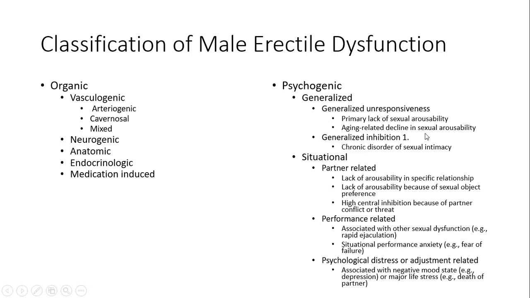Then generalized inhibition, it might be chronic disorder of sexual intimacy. Situational, it might be partner related, performance related, and psychological distress or adjustment related. For details you can read here. Actually I give you a PDF of the book, so you can read about it if it's interesting, but you can say it's just psychogenic, generalized, and situational. That will be enough for you to know.